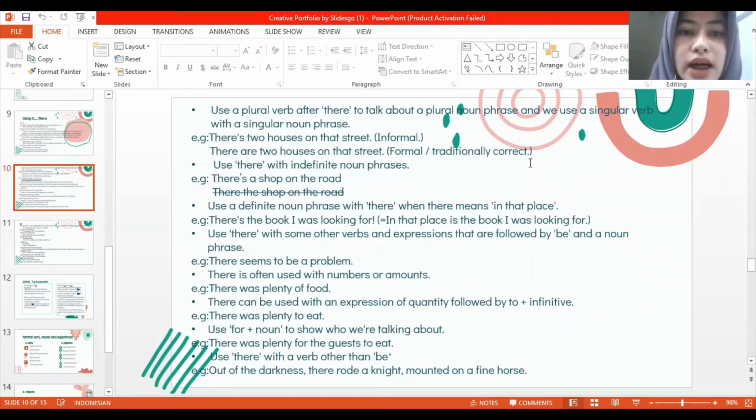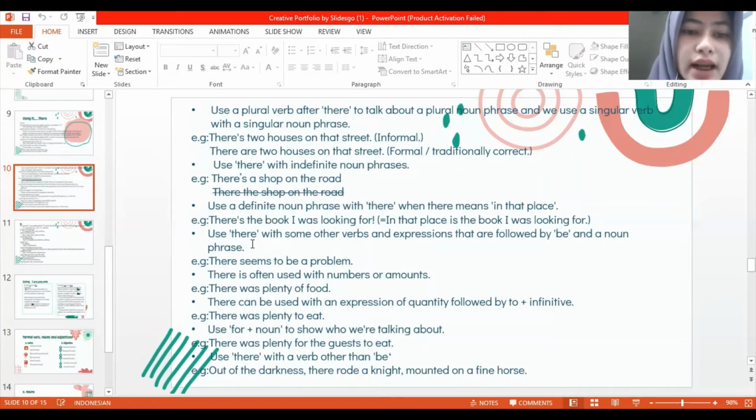Next, use there with an indefinite noun phrase. Example, there is a shop on the road. Next, use a definite noun phrase with there when there means in that place. Example, there is the book I was looking for. It means in that place is the book I was looking for.